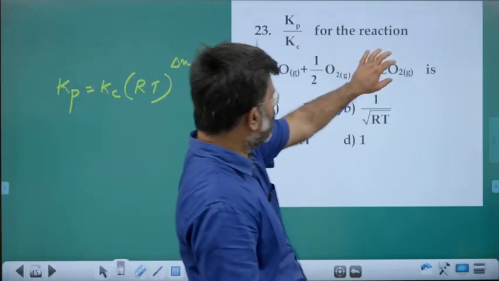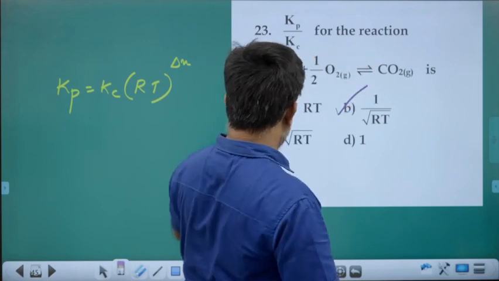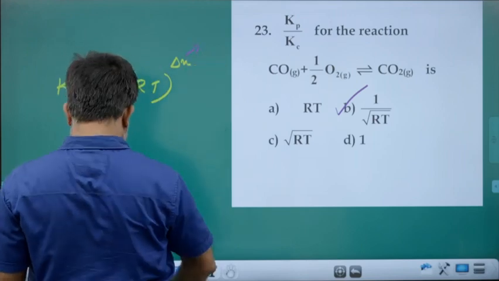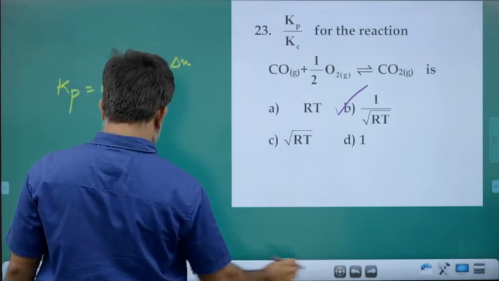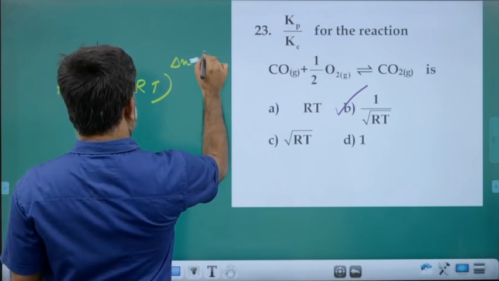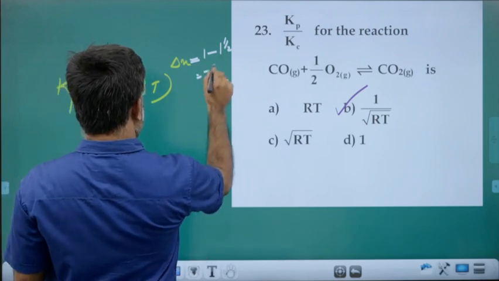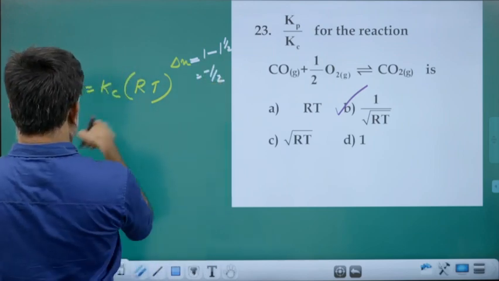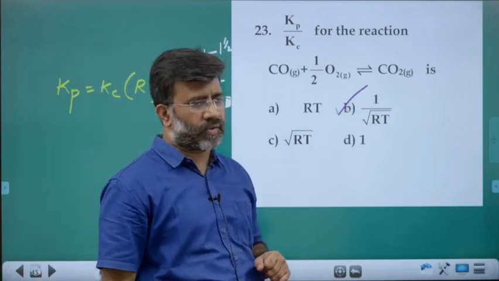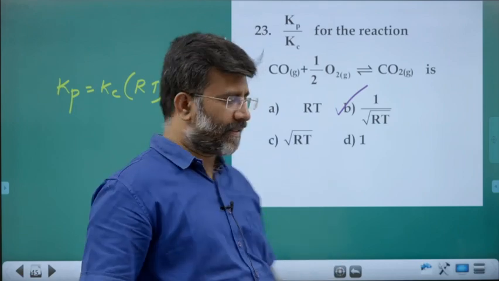You see, 1 mole on the product side and 1 and half mole on the reactant side. So what is delta n? Delta n is equal to 1 minus 1 and half. So it is minus half. So Kp by Kc is equal to RT raised to minus half. Option B. Next.